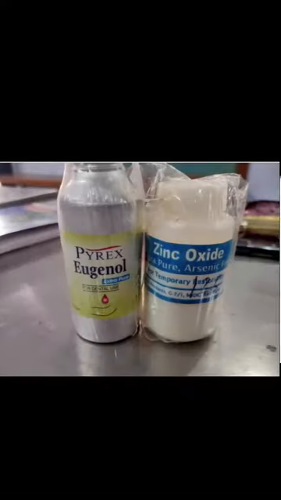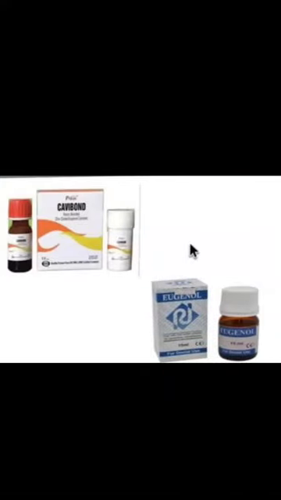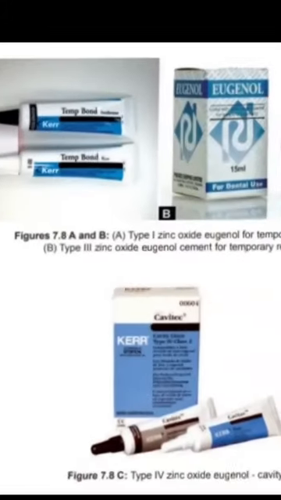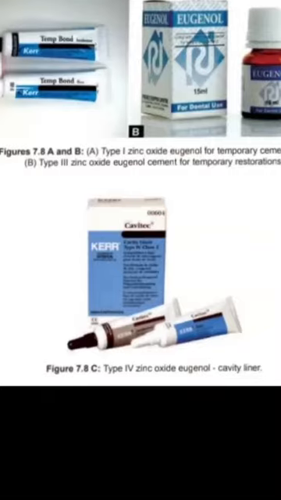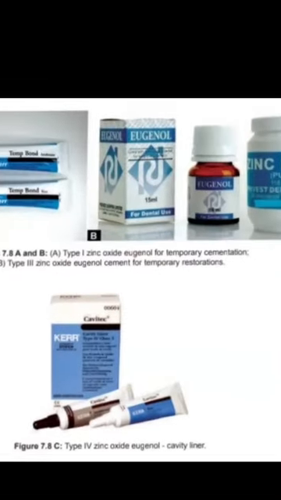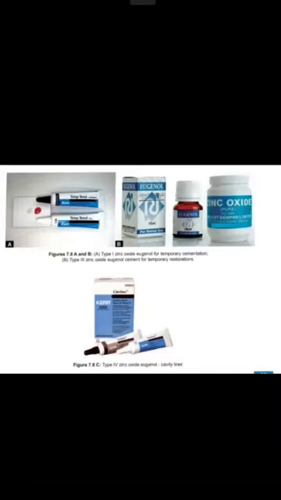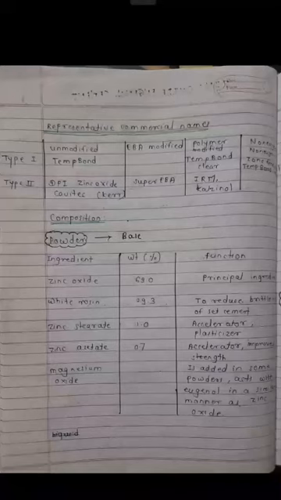So this is the zinc oxide. This is the picture of zinc oxide eugenol cements. This is the Temp Bond type of cement, that is CARE. This is the Cavitec or CARE. This is the zinc oxide eugenol cement. So these are the commercial names of zinc oxide eugenol cement. So what are the commercial names?